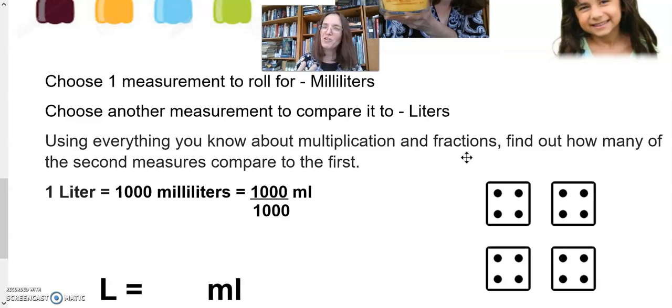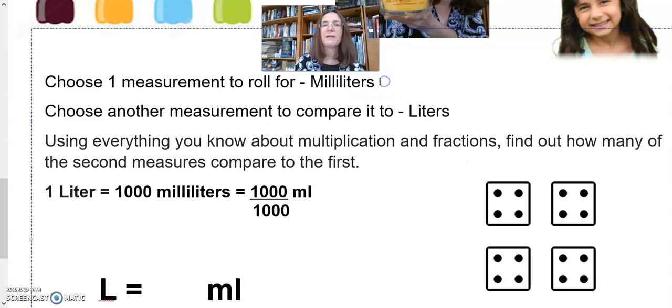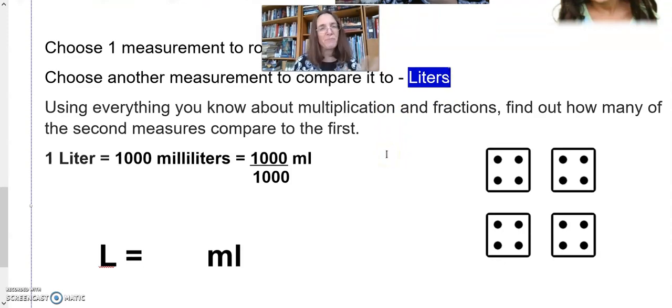So here's a game you can play. I'm calling it Roll for Volume. You have to pick 2 measurements. I am choosing milliliters and liters. So milliliters is what I'm going to roll for, and liters are what I'm going to compare them to. We have a table and chart for you, but we know that there are 1,000 milliliters in 1 liter. And here's a way to write it as a fraction. There's 1,000 milliliters out of 1,000 parts.